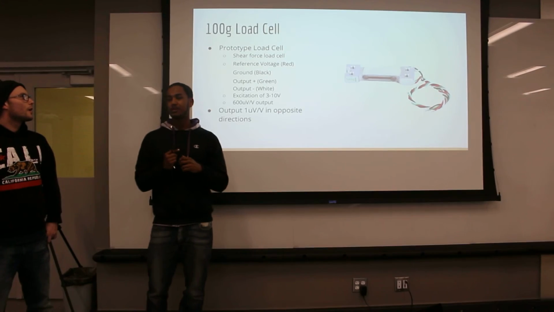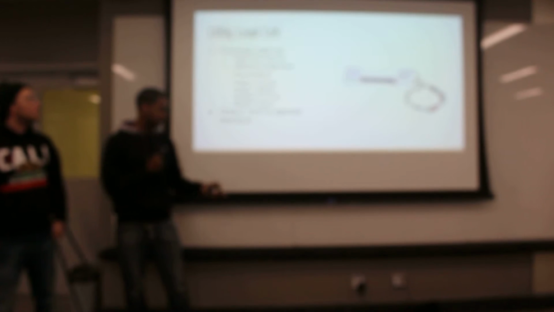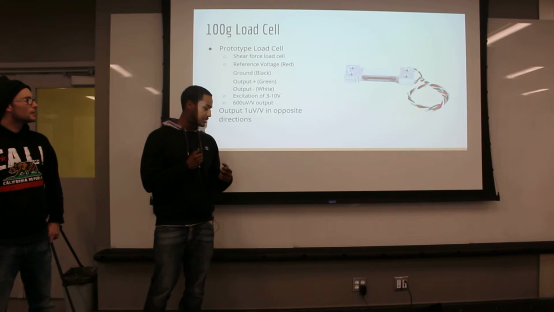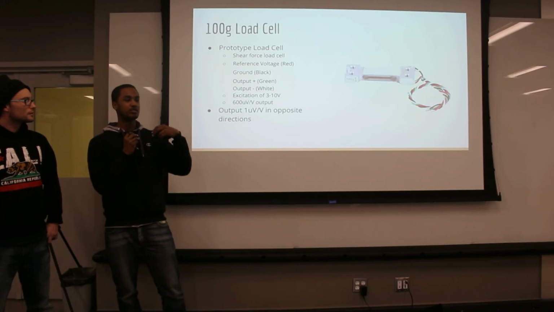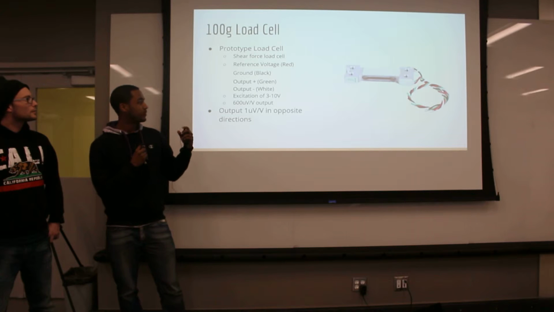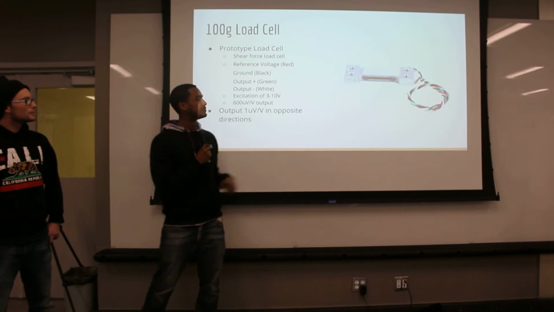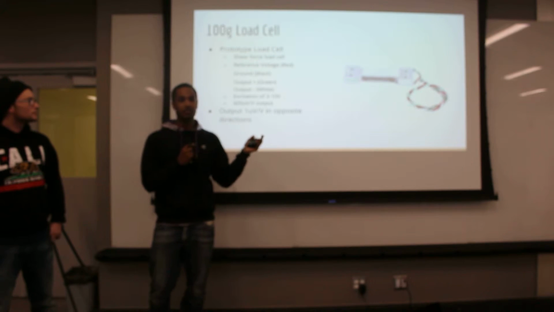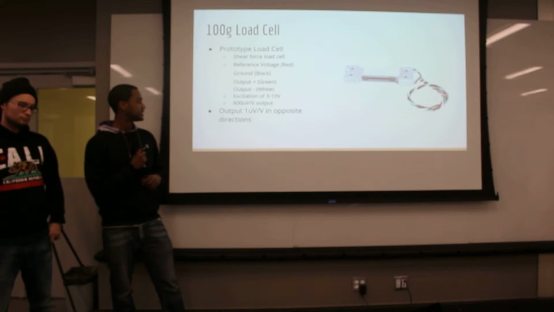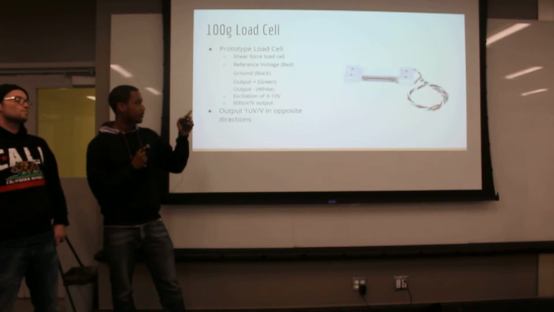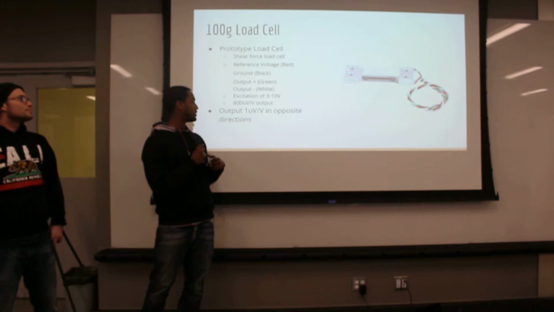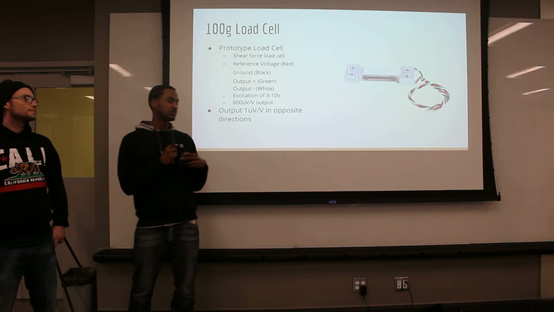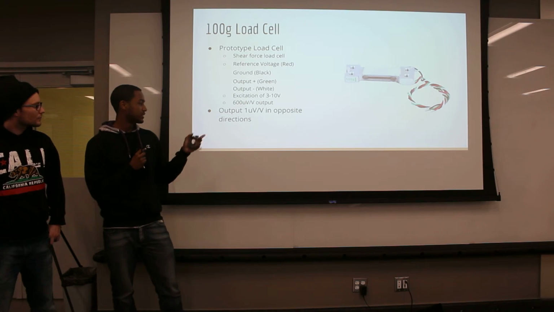So for prototyping, we're starting with our 100-gram load cell, which is mounted on our board. It's a shear force load cell, which means it reads with two forces opposing each other. We have the color-coded wires that show reference voltage, ground, the positive output, and the negative output that will be outputted to the rest of our system. And the red wire, the reference voltage, is excited by 3 to 10 volts, and it has a resolution of 600 microvolts per volt output.